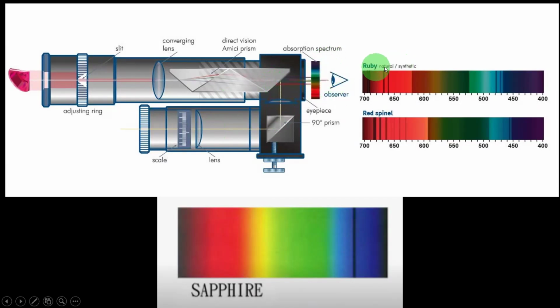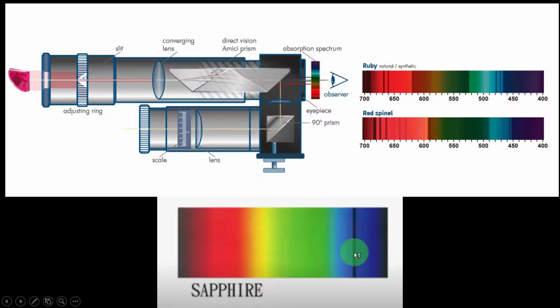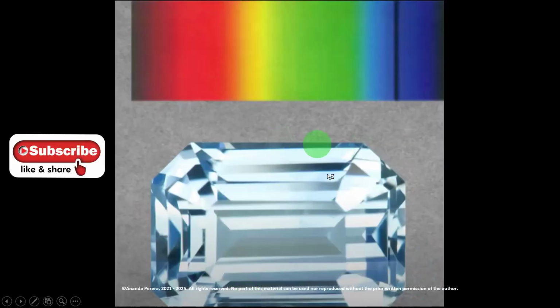The observer can see natural or synthetic ruby like this. These are the absorption lines. Another lines in the blue area. Red spinel, these are the lines. Then you can see the difference between the red spinel and the ruby. Sapphire gives here. All the sapphires, they absorb this blue color. It is blue sapphire. The absorption spectra is here. Blue area, it is given like this. See, this is sapphire. This is sapphire. It absorbs this. Right.